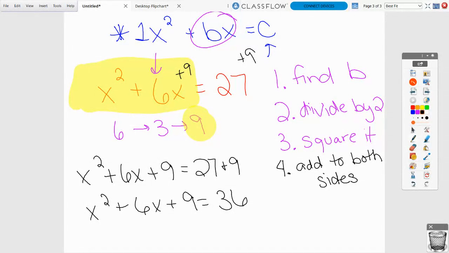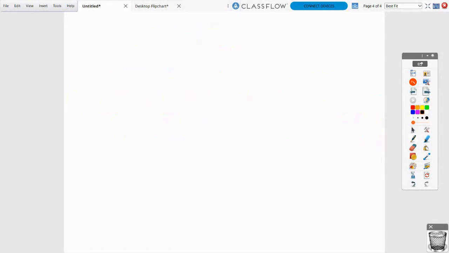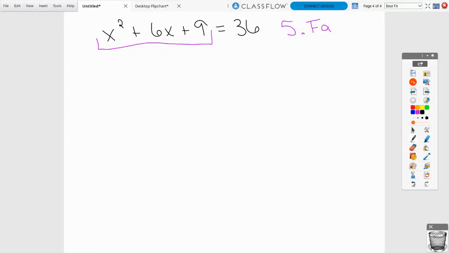And while that seemed like a not helpful step, it is the world of difference. It makes everything else work out. So now once we have this x squared plus 6x plus 9 equals 36, because we completed the square, we are going to be able to factor this left-hand side. So that's going to be our next step. We want to factor that trinomial.